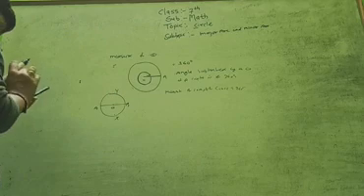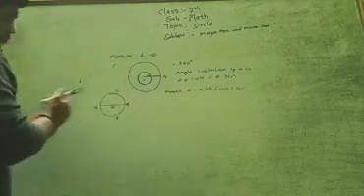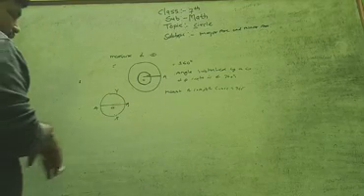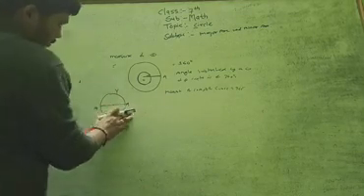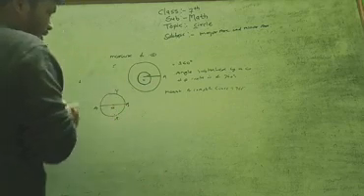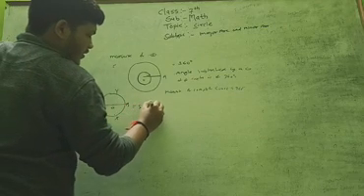Now consider this as two parts. This is a semicircle, because AB is the diameter of the circle. When the diameter divides the circle into two equal parts, that's why the arcs AXB and AYB are semicircles.